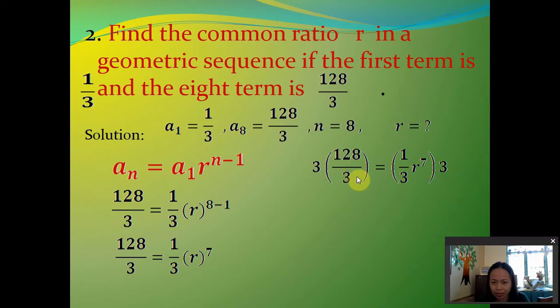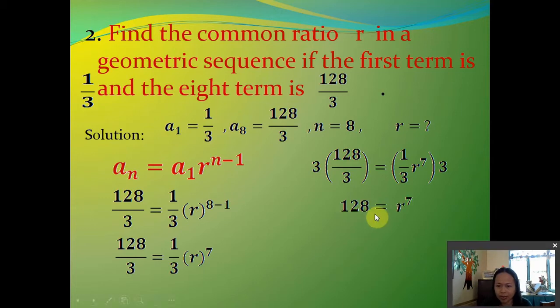So this one here, you will multiply it with 3, and this part here, you will also multiply it with 3. Okay, so what will happen is that this 128 is equal to r exponent 7. So, why is it so? This part here, multiply 3 by 128 over 3. So, this part here will be cancelled. This one, 3 and 3 will be cancelled. So, what will remain is 128 is equal to, this one, 1/3 times 3, which is also equal to 1. Or, what will remain is r exponent 7.